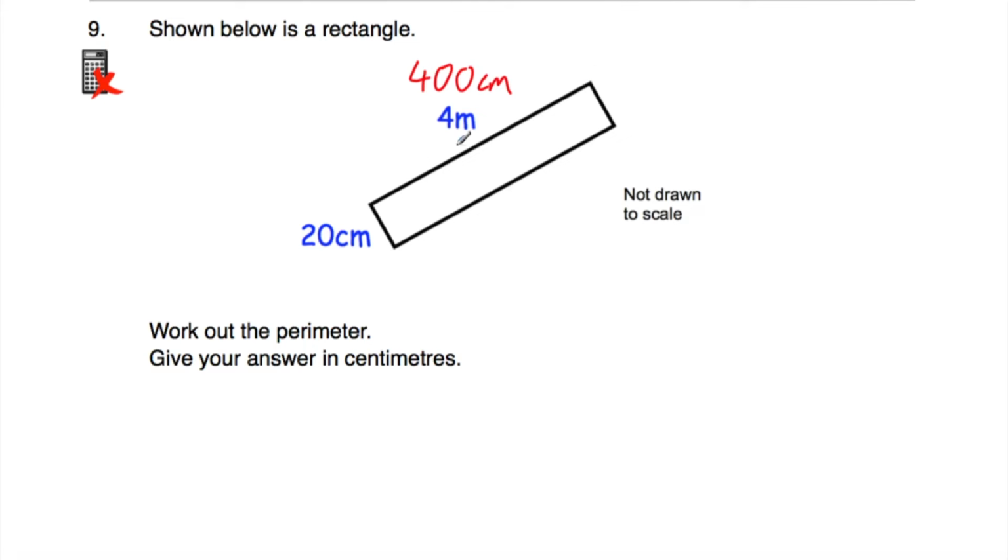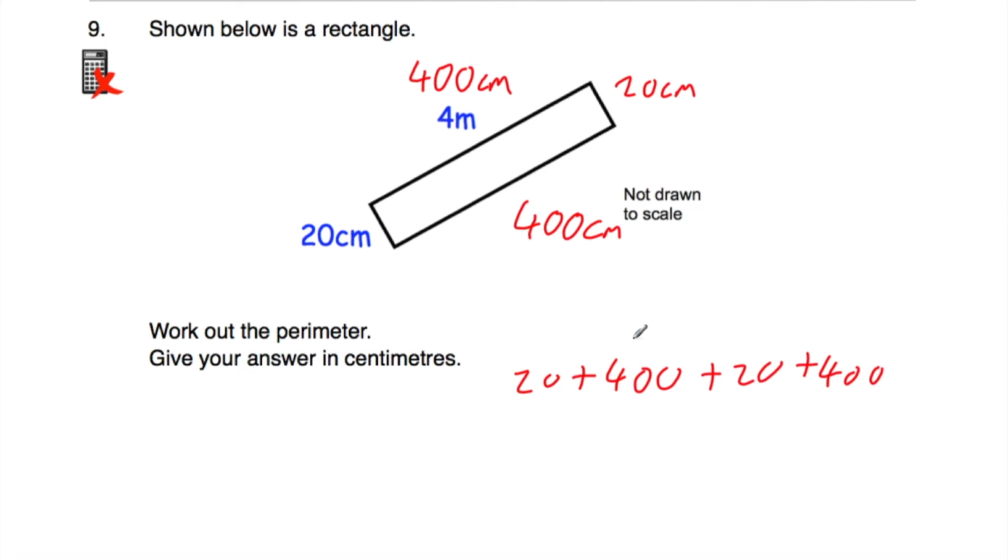So if the length of this side is 400 centimeters or 4 meters, the length of the opposite side, this side, would be the same. So it's going to be 400 centimeters as well. If the length of this part is 20 centimeters, the length of this part would also be 20 centimeters. And now we can find the perimeter of this rectangle. So we're going to do 20 plus 400 plus 20 plus 400. So 400 plus 400 is 800. Plus 20 would be 820, plus 20 is 840, so it's 840 centimetres. And the question says to give our answer in centimetres, so our answer would be 840 centimetres.